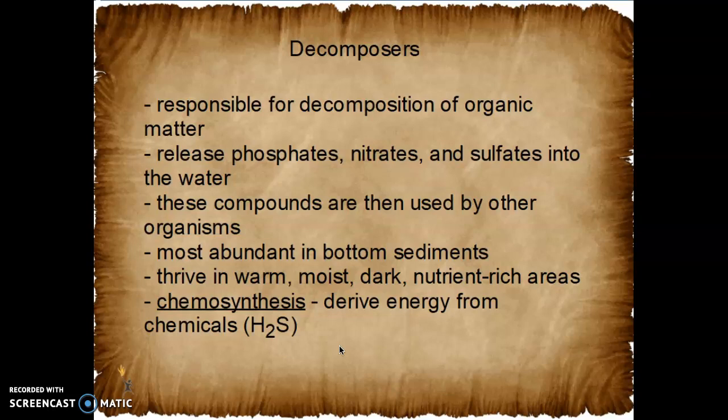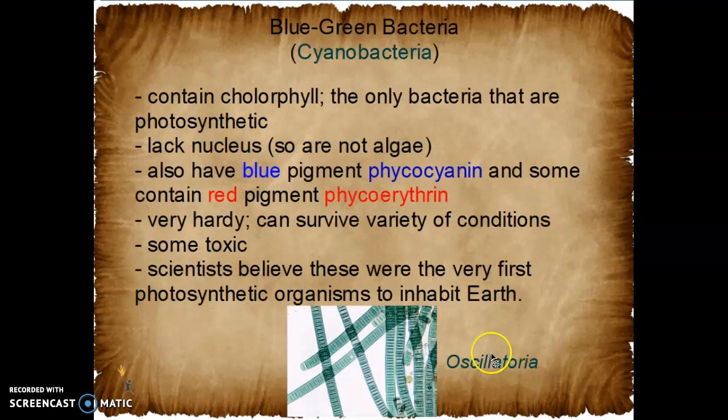A lot of bacteria that are decomposers prefer warm, moist, dark, nutrient-rich areas, so that would be the perfect place for them. And then a lot of them, those that don't do photosynthesis, can do chemosynthesis, which means they get their energy from chemicals. The most common chemical they use is hydrogen sulfide, and that basically smells like rotting eggs. So if you've ever smelled a boiled egg or a rotting egg, they have a lot of sulfur in them, and that's why a lot of bacteria smell bad. Okay? All right, our last screen for the day, blue-green bacteria.